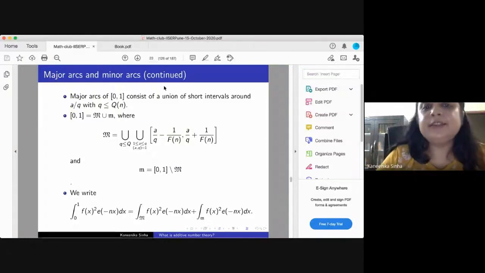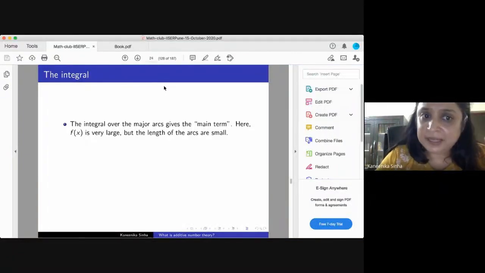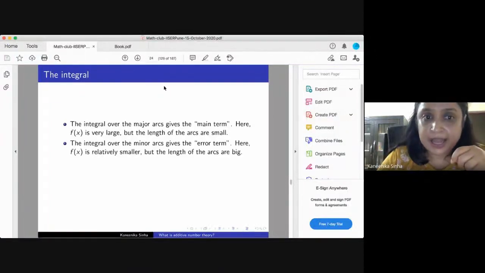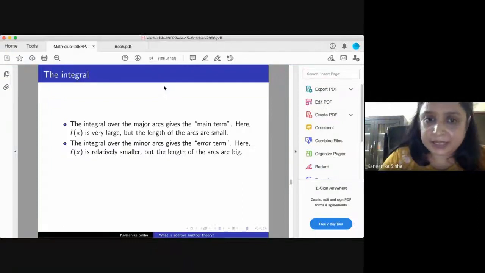So I'm explaining this whole idea to you to show you eventually why it doesn't work for the binary Goldbach. Okay, so you've got this integral, and it turns out that the integral over the major arcs gives the main term because f of x is very, very large, but the length of the arcs are small. And the integral over the minor arcs gives the error term. Here f of x is relatively small, but the length of the arcs are big.